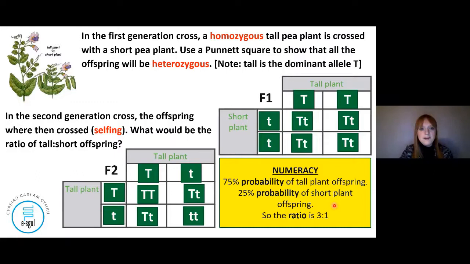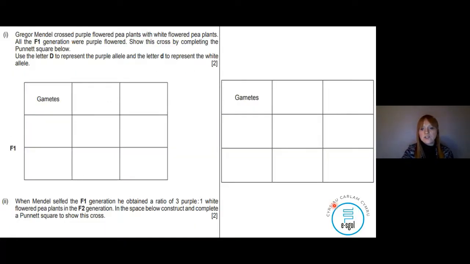It's nearly the end, so I'm just going to show you how this would look in an exam, and then we will finish. This is an exam question, just like the one that you saw. It works exactly the same, but the only difference this time is they tell you that they are purple flowers and white flowers, and we're using the capital D for purple, lowercase d to represent the white. Now it says, show this cross by completing the Punnett square so that all the offspring are going to be purple.